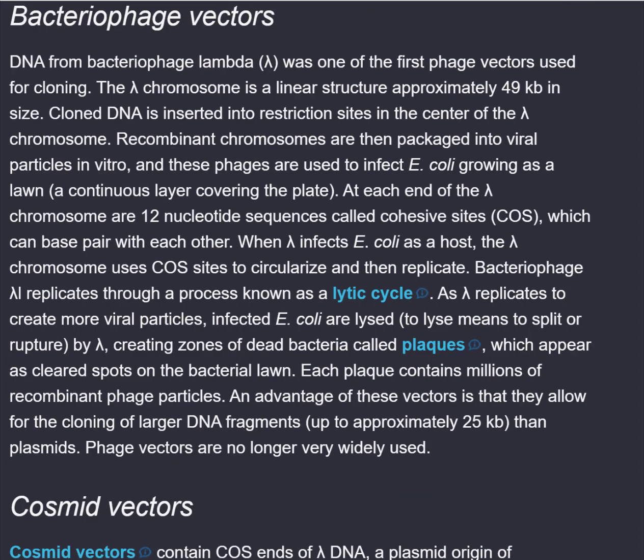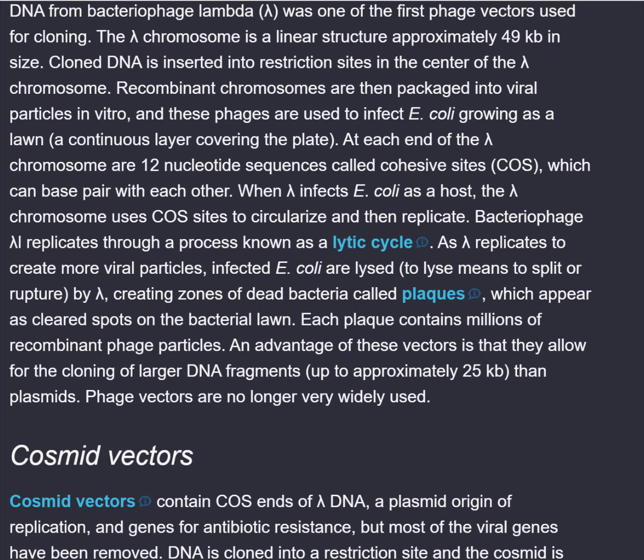Bacteriophage vectors. DNA from bacteriophage lambda was one of the first phage vectors used for cloning. The lambda chromosome is a linear structure approximately 49 kb in size. Cloned DNA is inserted into restriction sites in the center of the lambda chromosome. Recombinant chromosomes are then packaged into viral particles in vitro, and these phages are used to infect E. coli growing as a lawn, a continuous layer covering the plate.